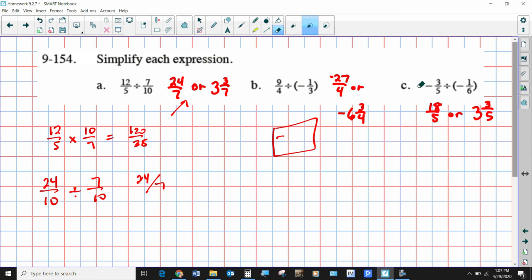Okay, so you go through the same processes for these two, multiply times the reciprocal or get common denominators and divide. These will be your answers. Okay, I think that's it for the day.